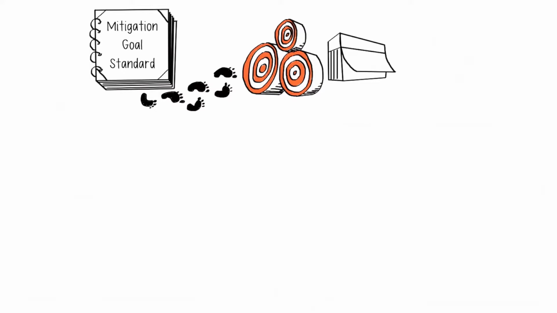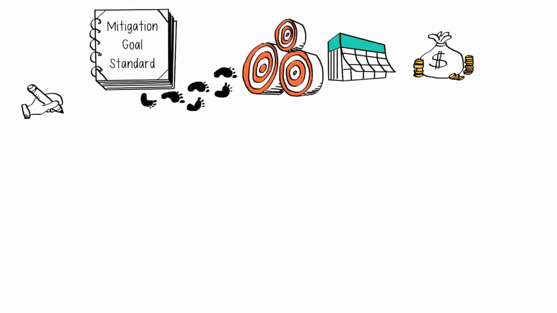Application of the mitigation goal standard follows a series of steps that vary depending on the type of goal chosen, how far along the jurisdiction is in designing or implementing its mitigation goal, and resources available. Let's follow a simple example to illustrate these steps. The first step is designing a mitigation goal.